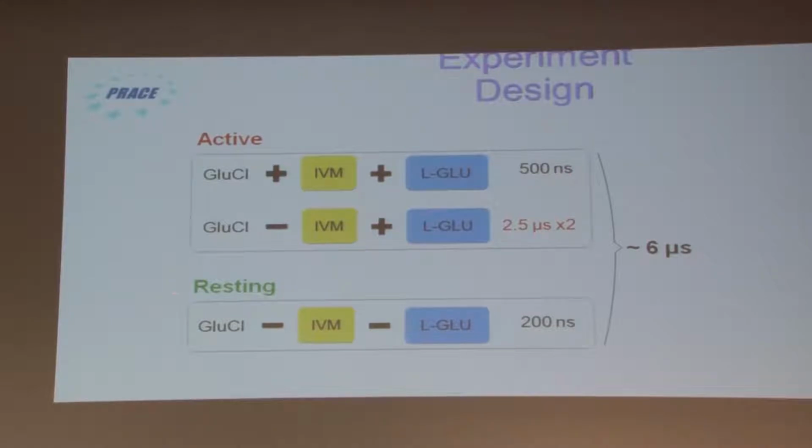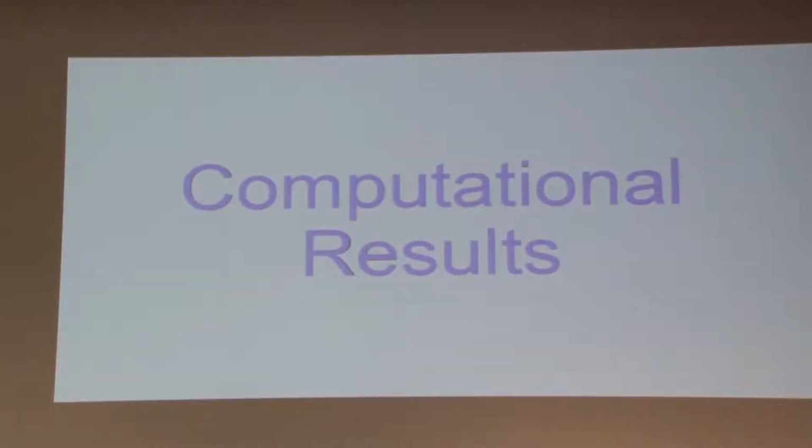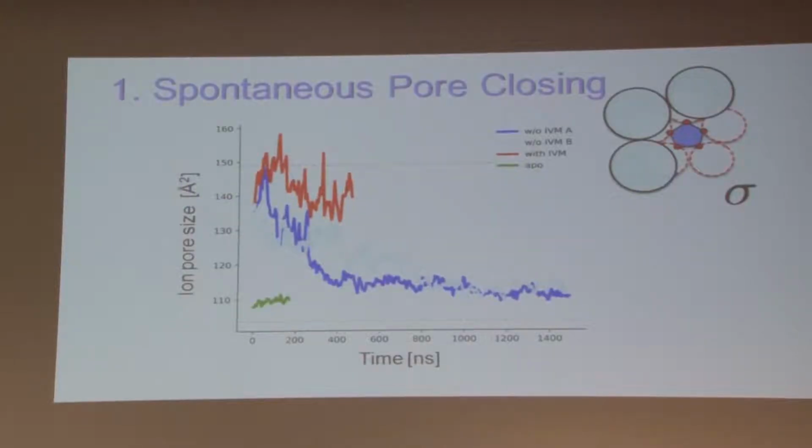And these simulations were run for about 2.5 microseconds, which are very extended simulations and are independent runs. So that's the plan. Let's take a look at the results that we can collect using simulations. So the first striking observation is that if you look at the microsecond relaxation of the channel, in both cases we can see a spontaneous closing of the ion channel.